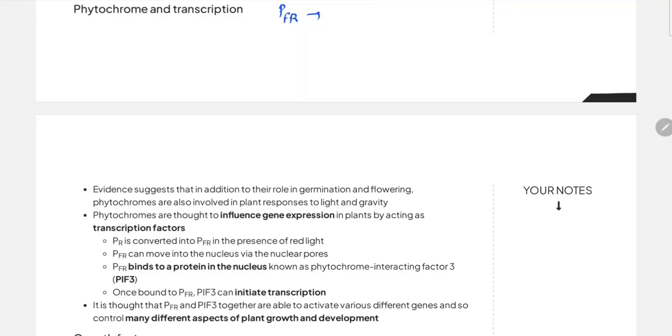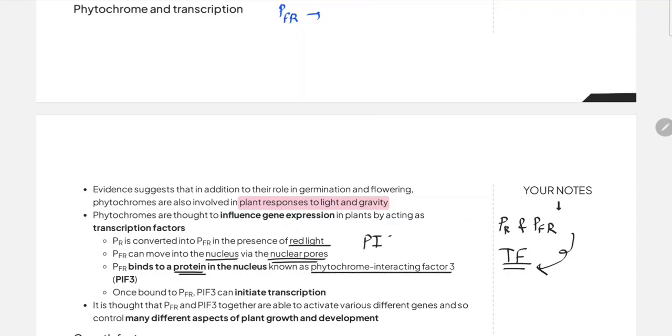Now let's move to the phytochrome and transcription. Okay, evidence suggests that in addition to the role in germination and flowering, they are also involved in plant responses to light and gravity. Phytochromes are thought to influence gene expression in plants by acting as transcription factors. Okay? So now the phytochromes, which we have the two types, PR and PFR, act as transcription factors. The PR is converted to PFR in the presence of red light. PFR can move into the nucleus via the nuclear pores and binds to the protein in the nucleus known as phytochrome interacting factor 3.